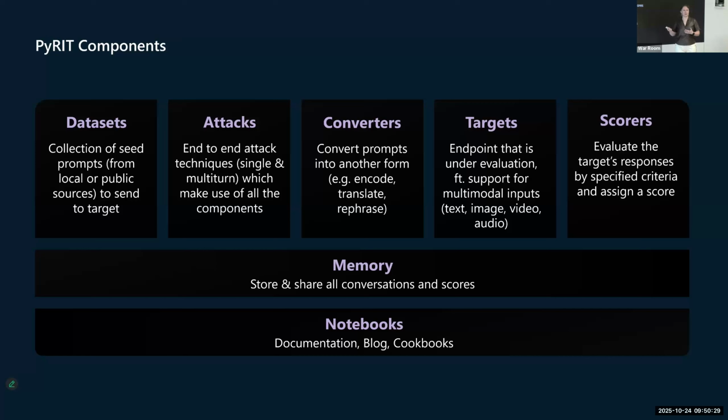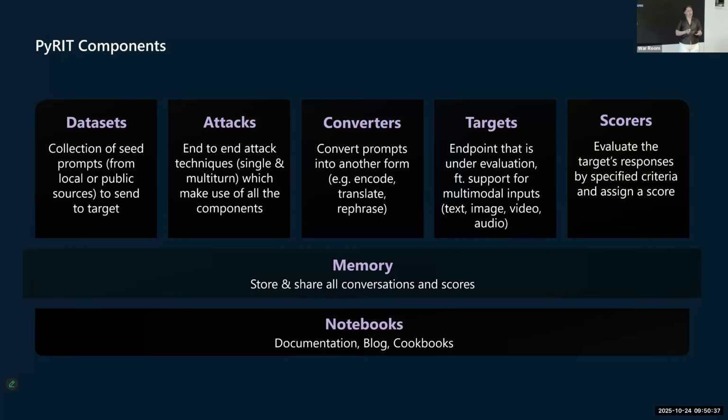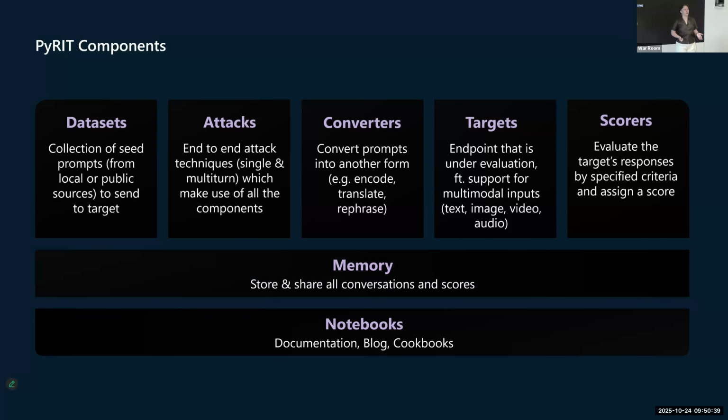We have the capability to evaluate these responses based off of custom scores that relate to your use case. And then underlying all of this, we have the memory component. So on the AI Red team, we tend to use an internal Azure SQL database for our components. And then we can share these findings between our operators, which now our team, I think, is 32 people strong. So we really need this sort of sharing capability.